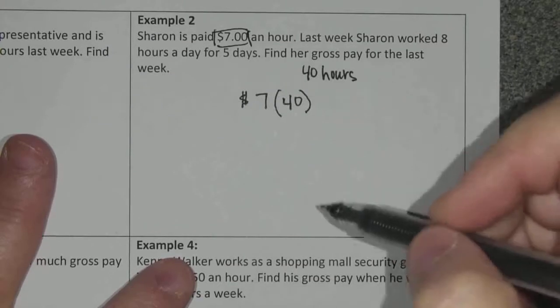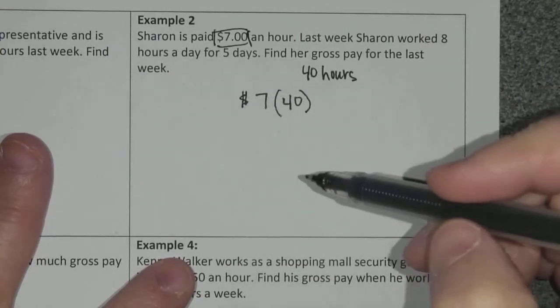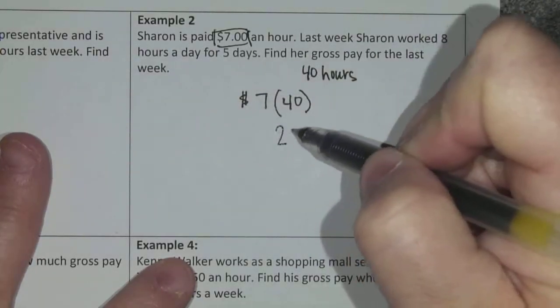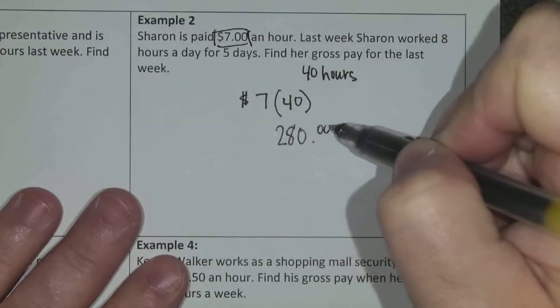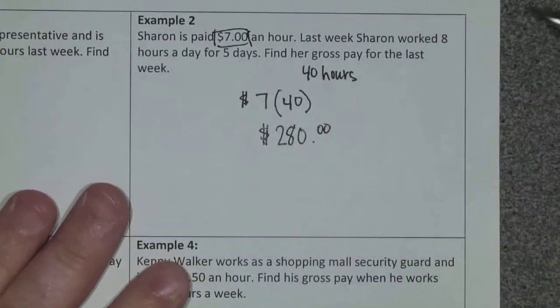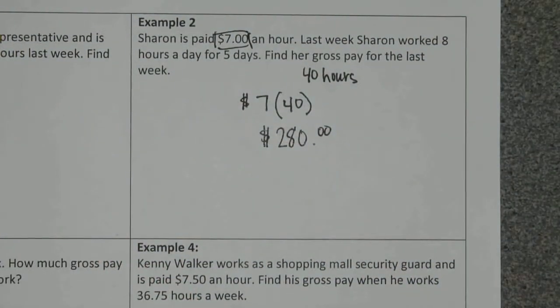And when we do that, yep, 280. I don't know about you guys, but I want the other job that we just did in example 1, not this one, right? So example 2 is much lower because they made less per hour, even though they worked more hours. Okay, questions on how we did that?